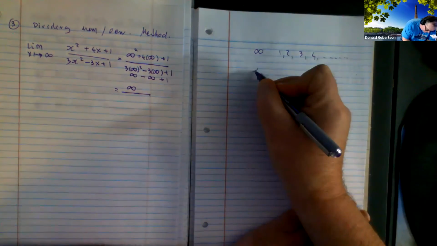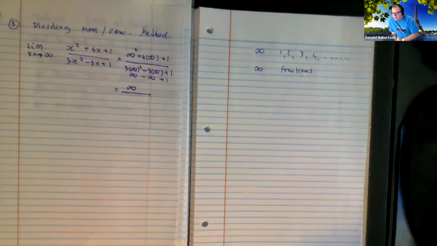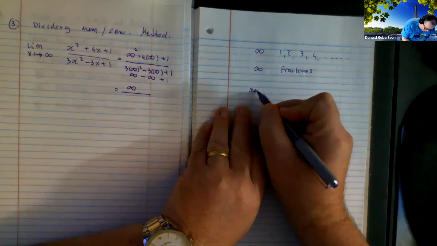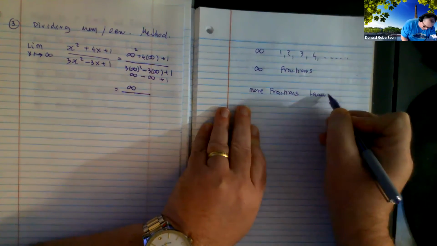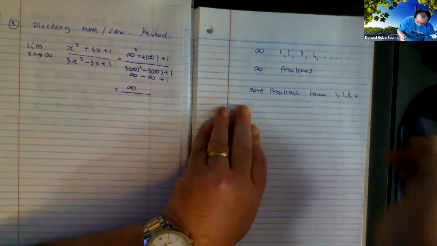Would you agree that there is an infinite number of whole numbers, right? 1, 2, 3, 4, forever. Great. Would you also agree that there's an infinite number of fractions? Right, a third, 5 sevenths, 22 nineteenths. We agree that there's an infinite number of fractions. But there are more fractions in the world than whole numbers. And let's try and prove it to you.